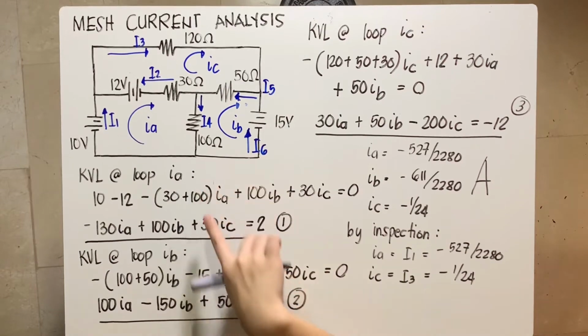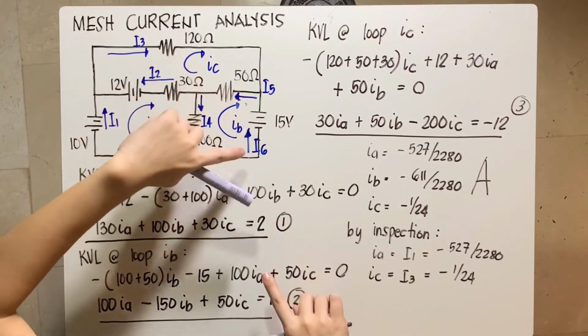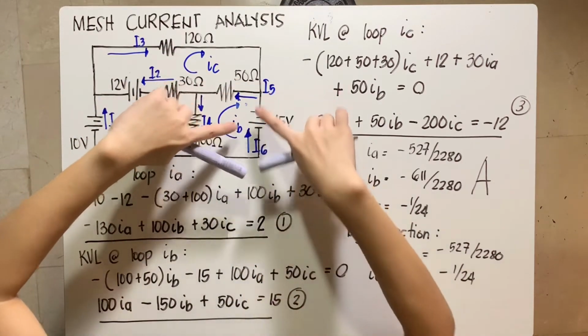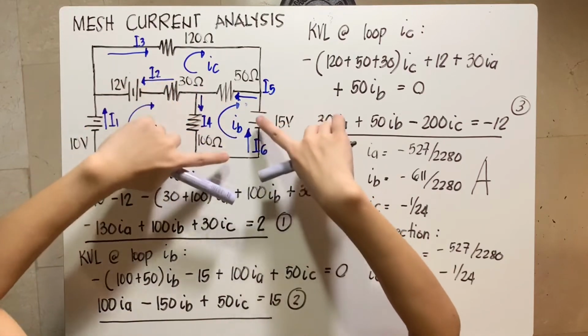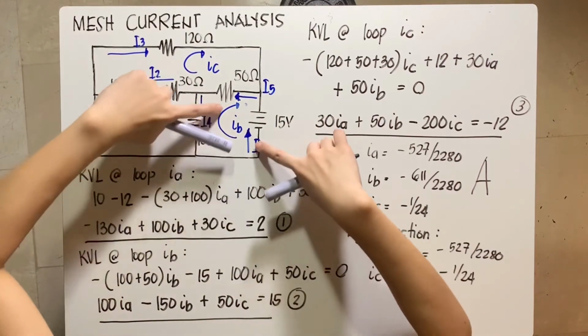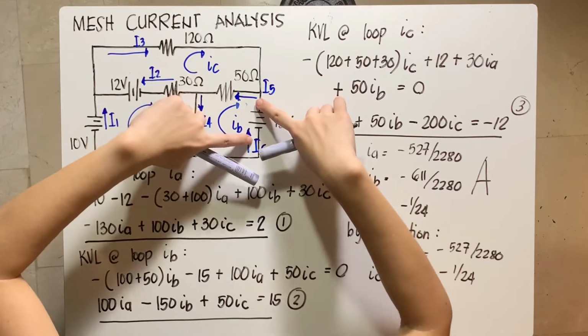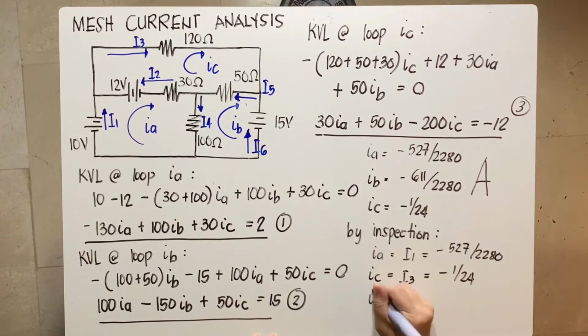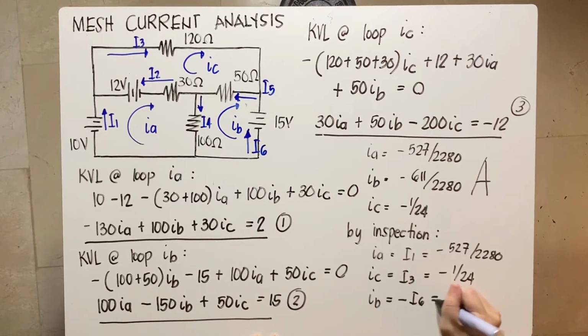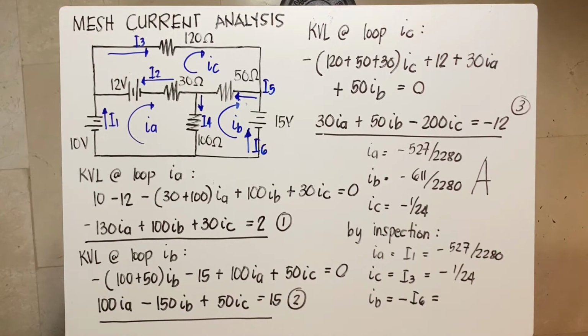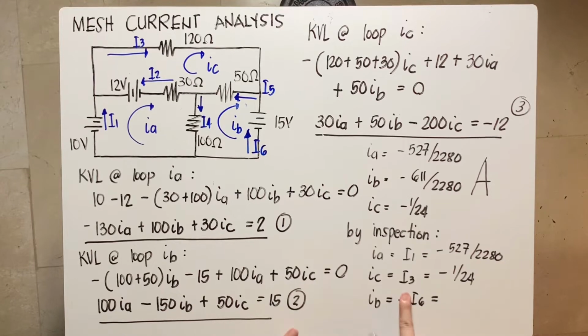Okay? But, IB is clockwise. Diba? Pag ganyan. Pero I6 is pataas. So, pag umikot si IB, aakyat si IC. Ano ba yun? Yun. Magkasalubong ang kuryente. Kaya ang mangyayari dyan, IB is equal to negative, pag magkasalubong, I6. Okay, so balik natin. Gawin natin. I6 is equal to negative IB.